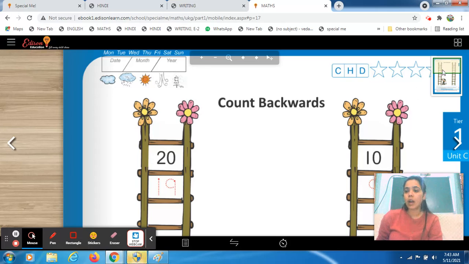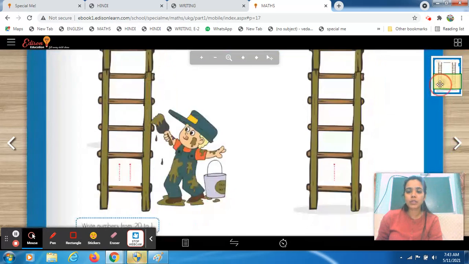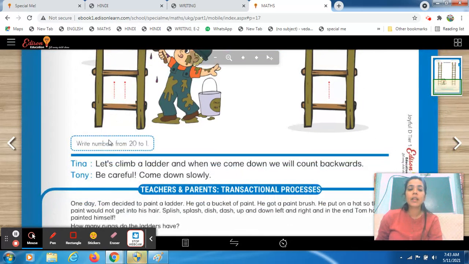Fine. Chalo. Now we are moving ahead towards our today's concept. As you know, it's backward counting, right? So what is written over here? Write numbers from 20 to 1. तो आपको क्या करना है? आपको 20 से लेके 1 तक, means you have to count backward from 20 to 1.